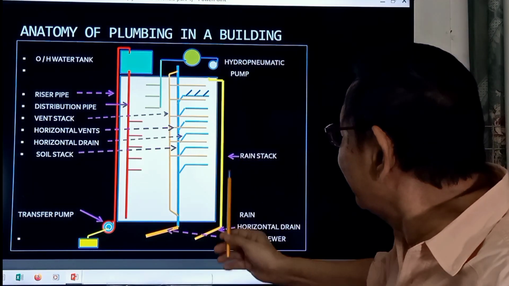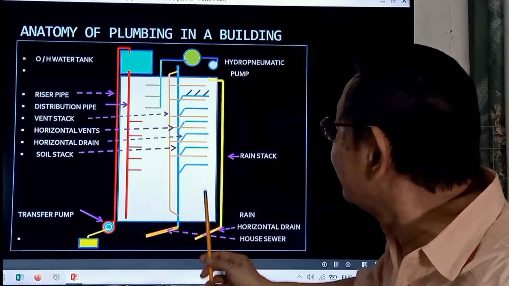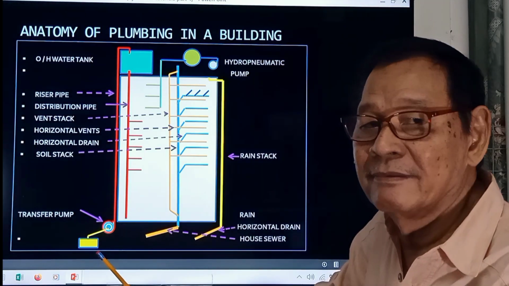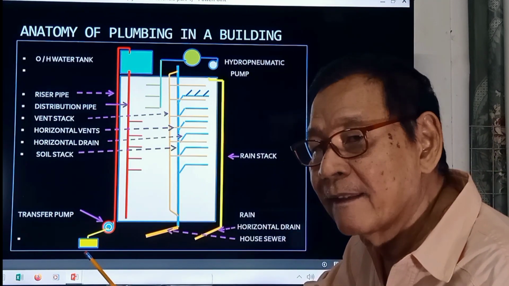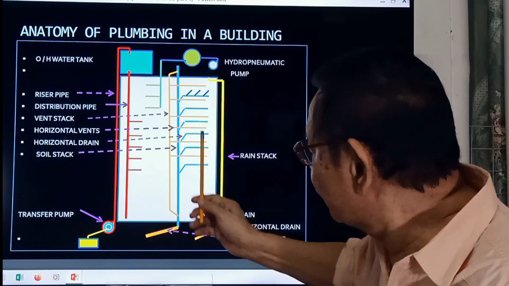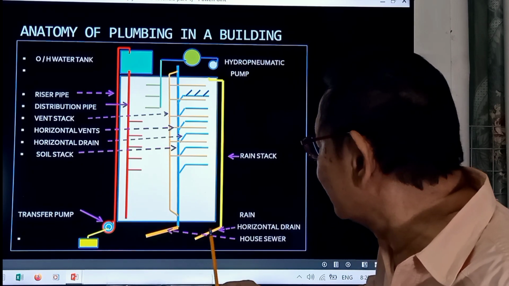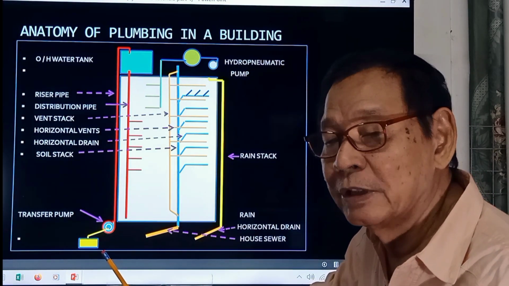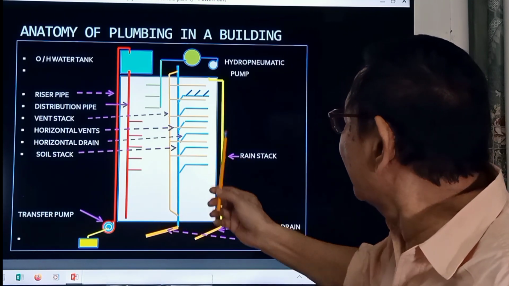We have also the rain stack. The rain stack is also designed depending upon the intensity of the rain that is being collected at the rooftop. So it is discharged also to the house sewer, or discharged also to the drainage system, or the public drainage system. So this is our register.